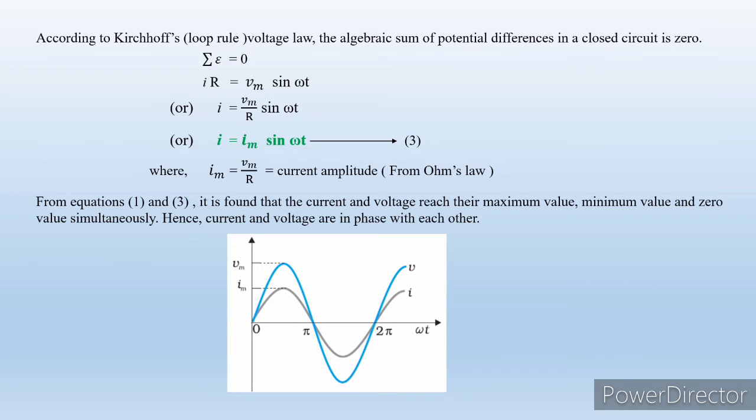So both are at 0 at time t equal to 0 and omega t equal to 0. The value of voltage and current have attained the maximum at omega t equal to pi by 2, and both V and I have reached 0 once again at omega t equal to pi. Similarly, at 2 pi they have simultaneously reached 0 value. Hence we say that current and voltage are in phase with each other.